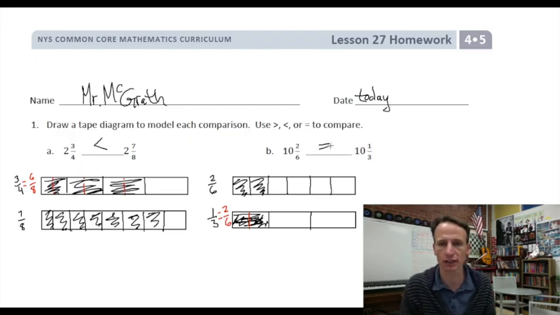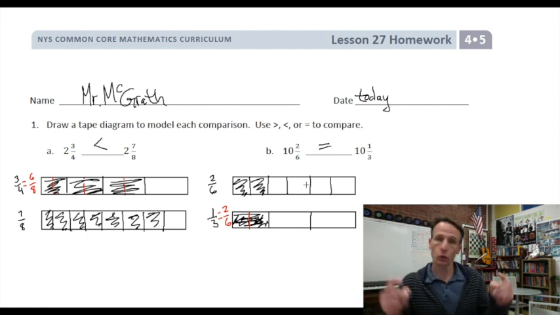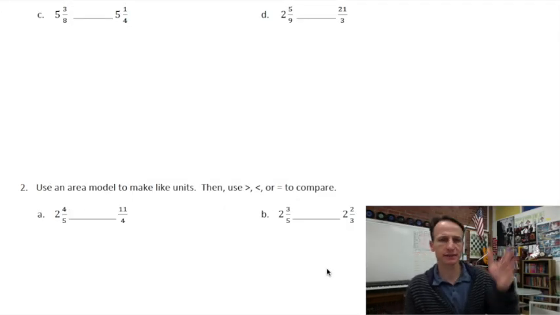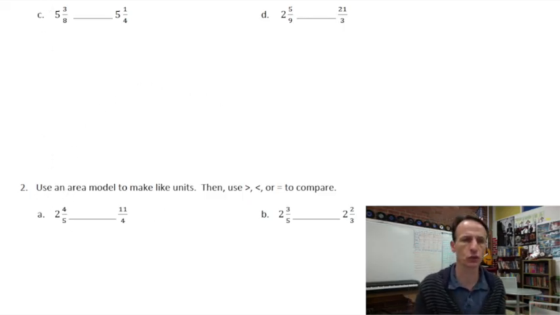That indeed these are equal, and again, we're returning to the original example, 10 and 2/6, 10 and 1/3, although it's only the fractional component that we really need to compare. Let's move on. All right, you can see we're looking at C and D from number 1, more of the same, and then with number 2, we'll be drawing area models. So let's do C and D first.